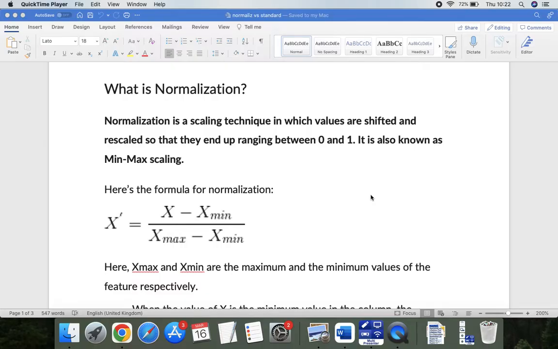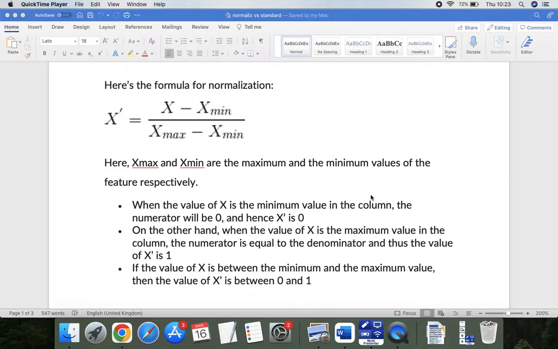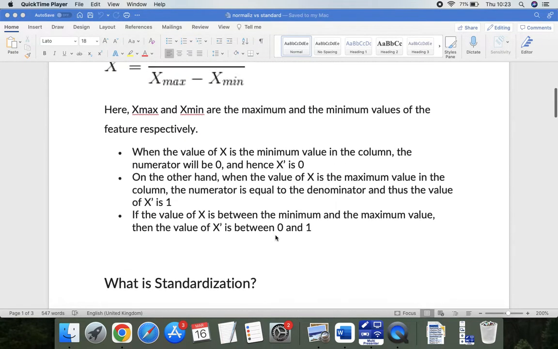Normalization is a technique where you actually want to scale all of your values between 0 and 1. It is also called min-max scaling. The general formula is presented here. X is the value you want to transform. X minimum is the minimum among all values, and X maximum is the maximum among all values. So we can also execute this in a very quick way.